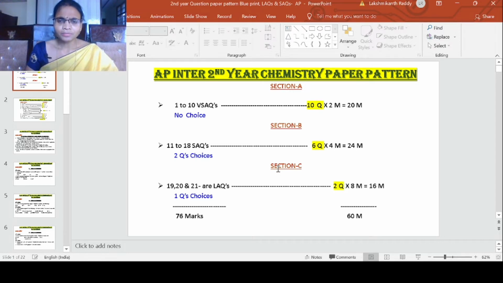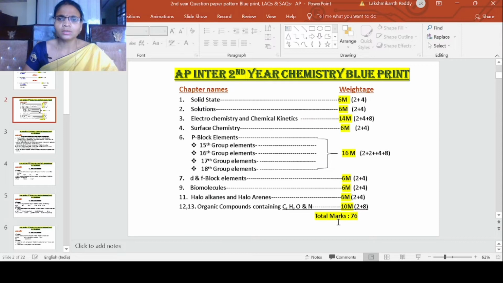Finally, the third section, section C. Question numbers 19, 20, 21 are LAQs, long answer type questions. We need to write answers for any 2 questions. Each question carries 8 marks, so we'll get 16 marks here. Totally, we will get 60 marks. There will be a 76 marks paper, but we need to write only 60 marks. Clear?